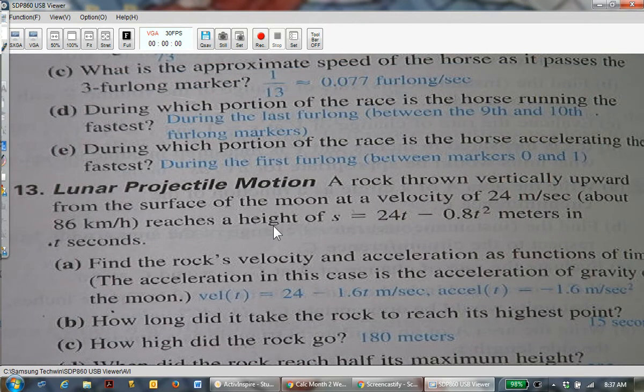Wait, what is it for the kilometers per hour? I'm sorry, what did you say? It's the reference of kilometers per hour. Oh, right. Why would it be here? No, it's not important. You're not going to have to do it. So why did it tell us about kilometers per hour if we're not going to use it?